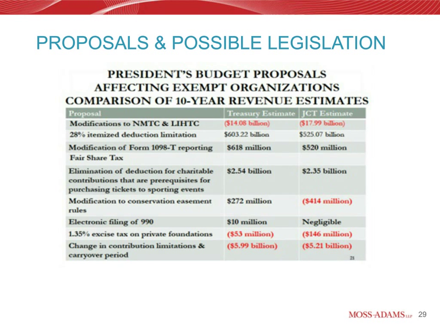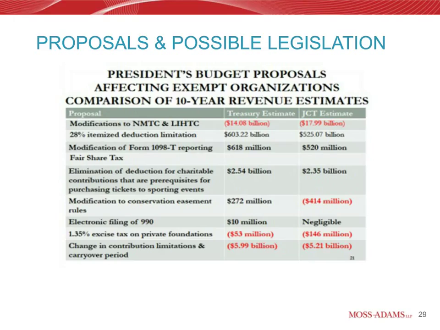Then the last thing I want to talk about is the proposals and possible legislation based on the President's budget. The first one is modifications to the new markets tax credit. They would want to make that permanent, and the credit would be allowed as an offset against alternative minimum tax. Also, they'd like to reform the low-income housing credit. The 20% itemized deduction limitation would be for high-income taxpayers.